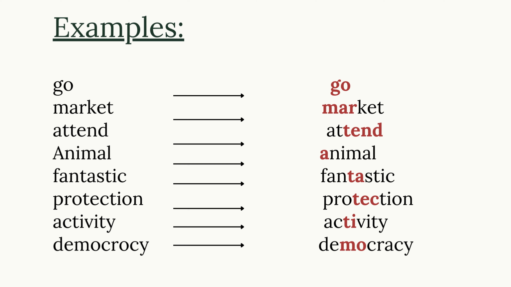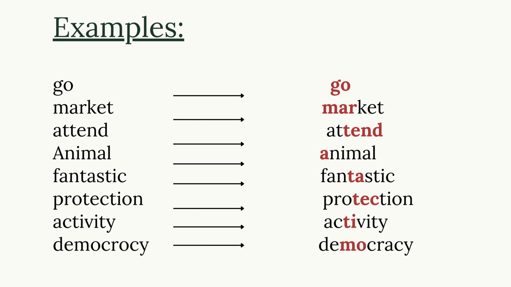We're going to explore some examples of word stress and the rules that apply to them. Let's start with the word go. Since it's a monosyllabic word, it naturally has stress on its single syllable. Now, take market as an example. In two-syllable nouns, the stress usually falls on the first syllable. On the other hand, with a word like attend, which is a two-syllable verb, the stress typically shifts to the second syllable.